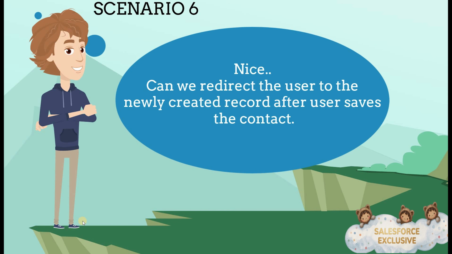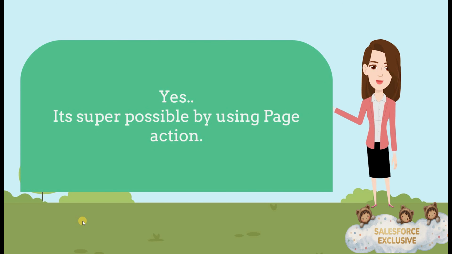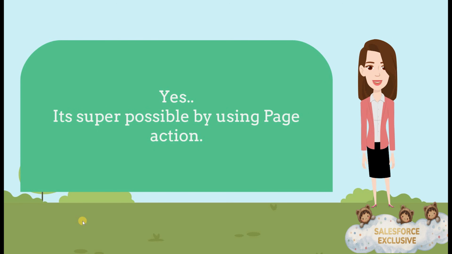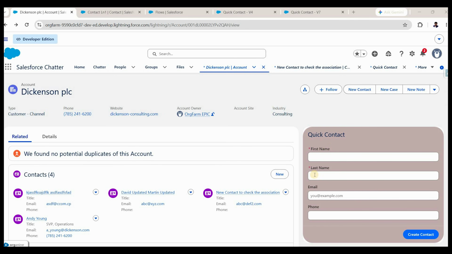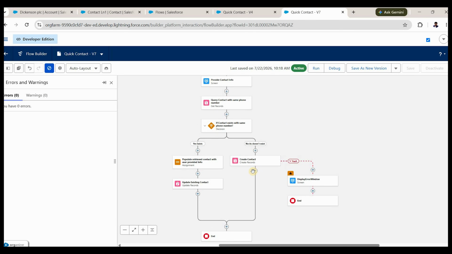Nice. Can we redirect the user to the newly created record after the user saves the contact? Yes, it's super possible by using page action. What Cuba is asking here is, as soon as you provide the contact info and click on create contact, it should navigate to that contact record rather than staying on the same page. We can do that by using something called page action. So after you create that record, you want this redirection to happen, which means you need to put it here.